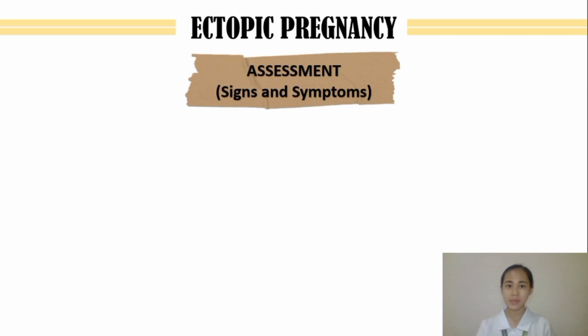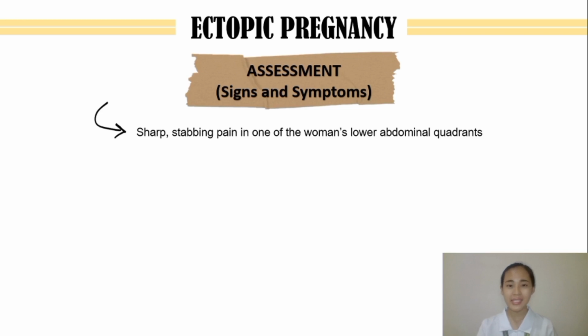Assessing the signs and symptoms of an ectopic pregnancy. First, there is a sharp, stabbing pain in one of the woman's lower abdominal quadrants. This is caused by the growing zygote in the implantation site. Second, pain when urine and feces pass. This is caused when the phrenic nerve is irritated with massive blood loss. And we will be explaining more about that when we come to the pathophysiology of the ectopic pregnancy.